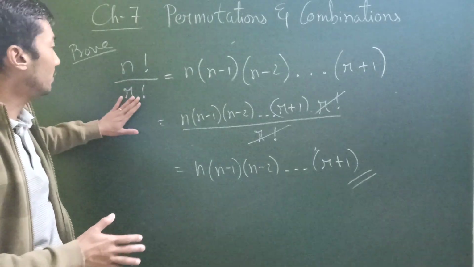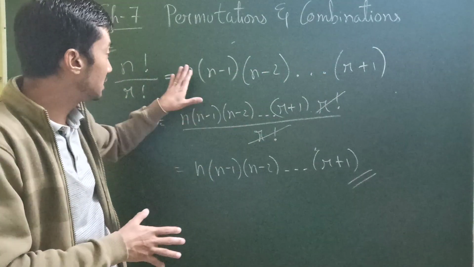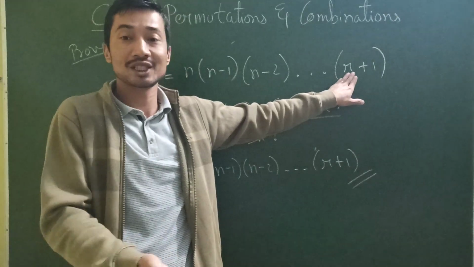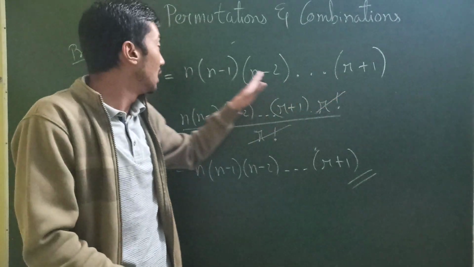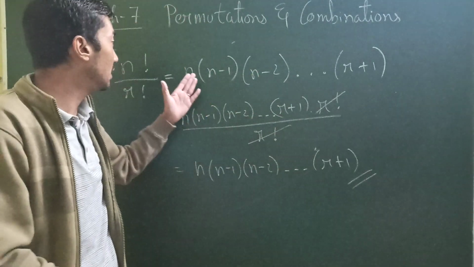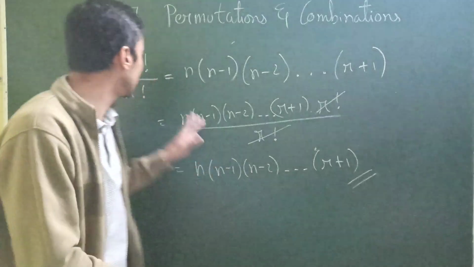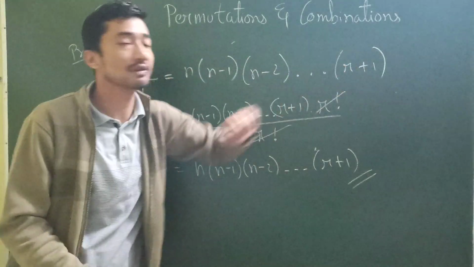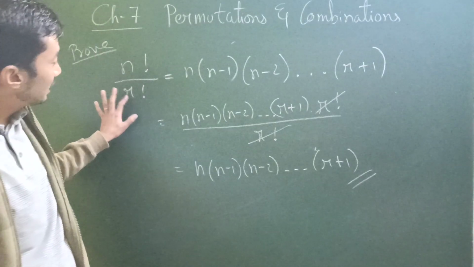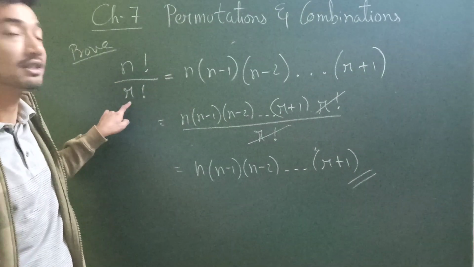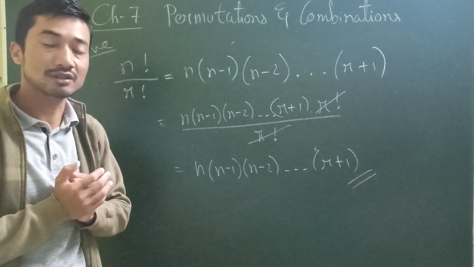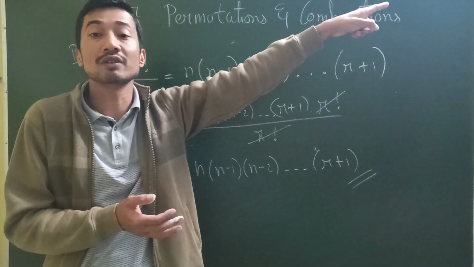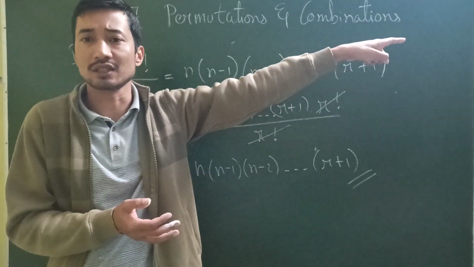You see, n factorial by r factorial, as per the expansion on the proof side, when you expand n, in the expansion of n only you have r. So it's very clear that r is definitely smaller than n. Otherwise, if r is bigger than n, then when you expand n, you will never get r. If this is 100 and r is 105, when you expand 100, you're not going to get 105. So r is in between the expansion of n factorial only. That means only when you expand 100, you are going to get 70 or 80 or 75. That means 75 is smaller than 100.